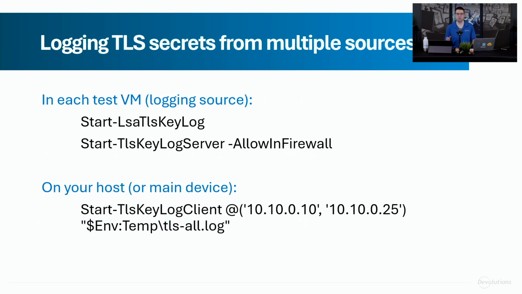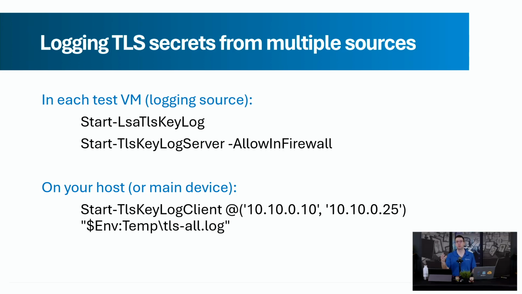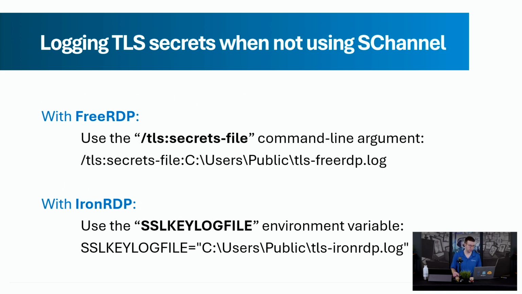Now, you may ask, okay, now I can connect to that test VM and it will decrypt the traffic, but what if I want to connect to another VM? Well, I thought about that too. In each of the test VMs that you have, you start the LSA TLS keylog, then you start a TLS keylog server. And then on your host, you can pass it an array of IP addresses and collect from multiple sources at the same time. So if I have 5 VMs in my lab, I can just launch the server 5 times. And from my host device, I can connect and collect the TLS master secrets and aggregate them into the same keylog file.